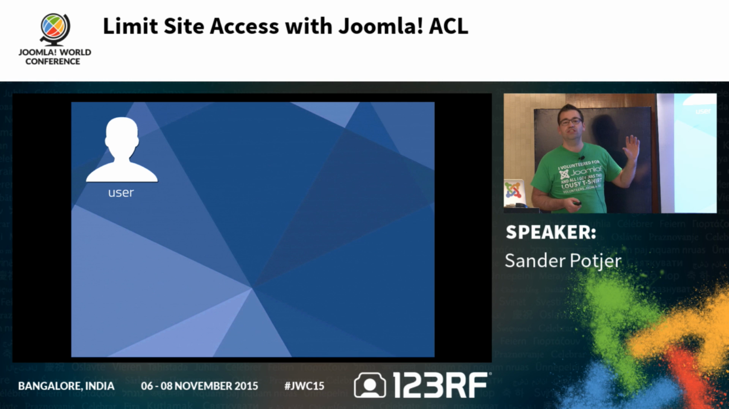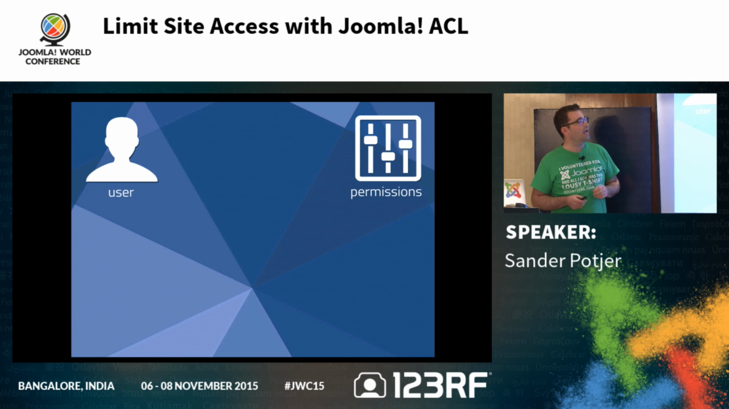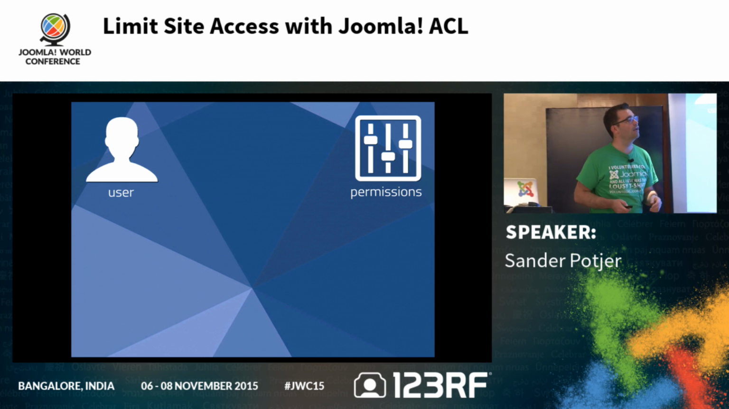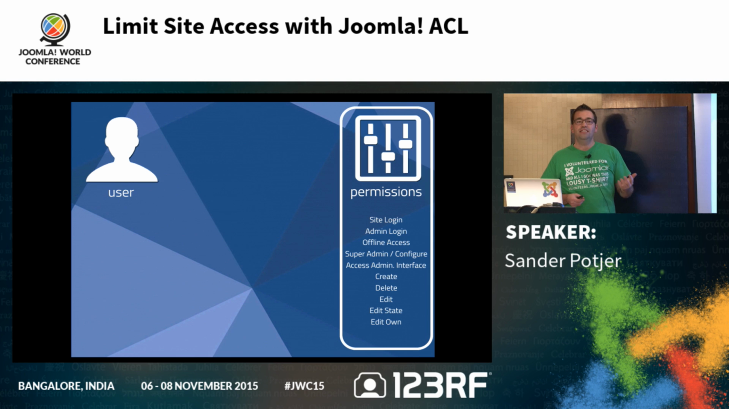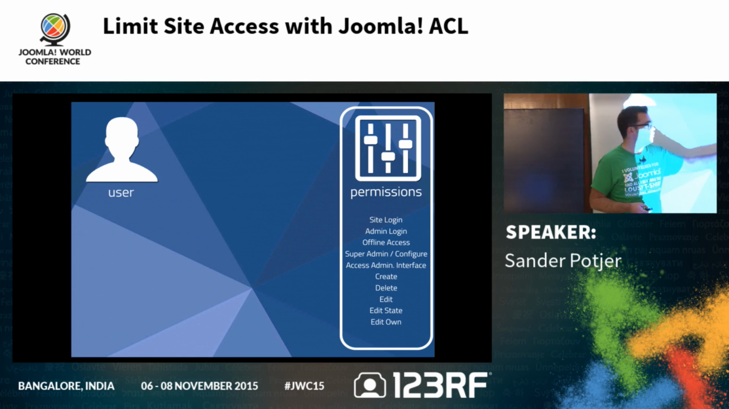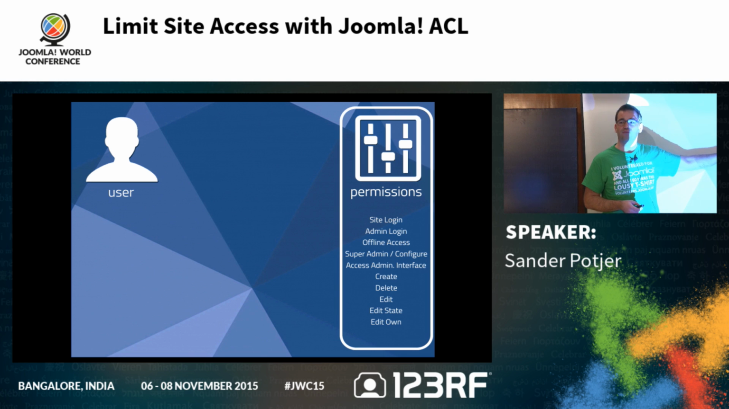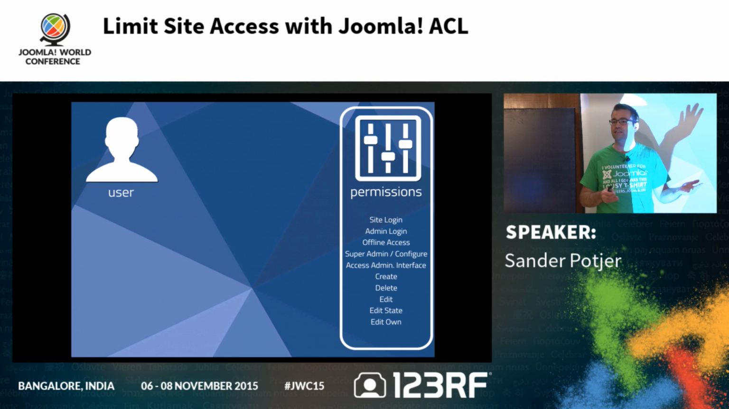In Joomla, the ACL system works as follows. You have a user on the website, and you can have as many users as you want. And then we have the permissions, which configure whether somebody can create something. There are several basic actions available in Joomla. Among them are the site login, who can log in on the front end of the website, the admin login, who can log in on the admin of the website, and the offline access, who can log in on the website when it's turned offline. We have the super admin and the configure action, so who can actually configure the component options of, for example, the article manager, like whether the title is displayed yes or no. All those settings can be controlled with this action.